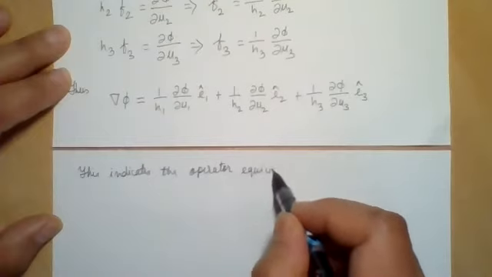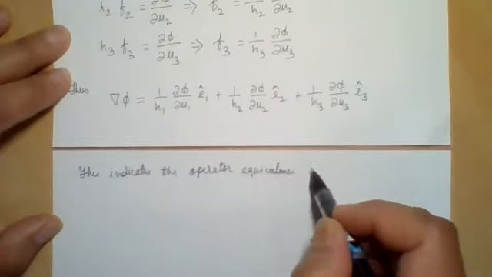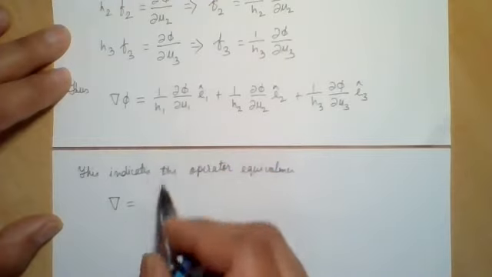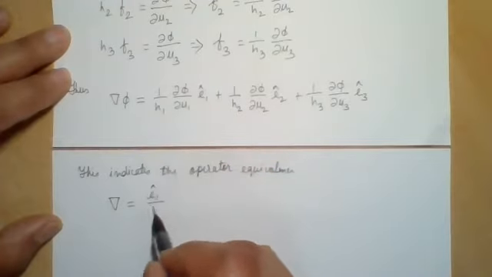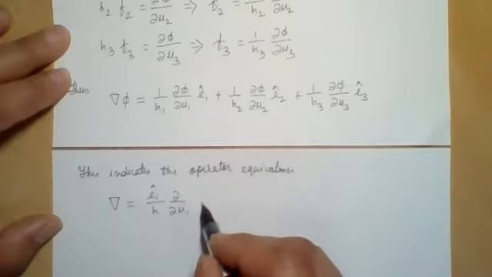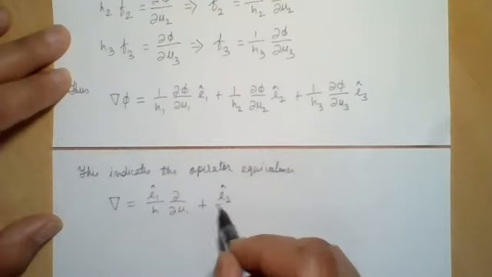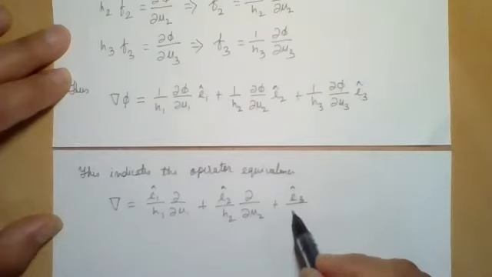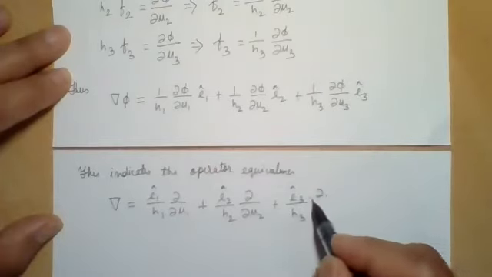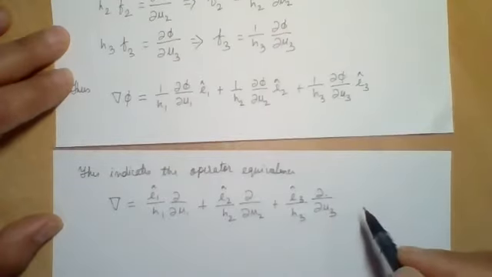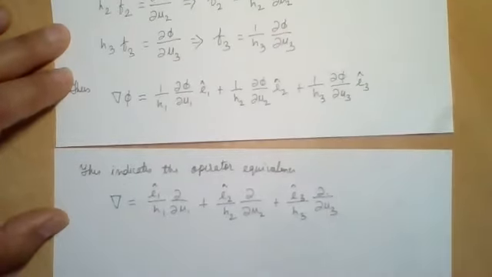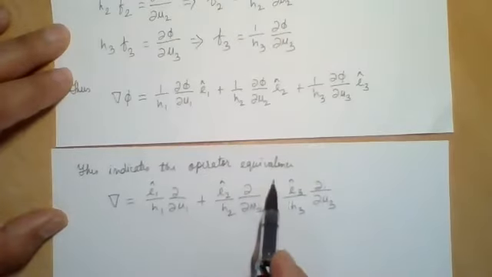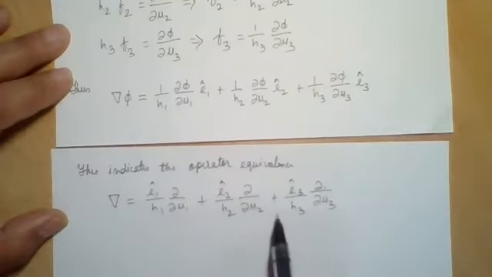Operator equivalence. The del operator is equivalent to e1 by h1 del by del u1 plus e2 by h2 del by del u2 plus e3 by h3 del by del u3. So this is the operator equivalence of del in orthogonal curvilinear coordinates.